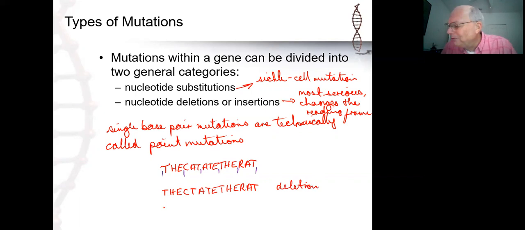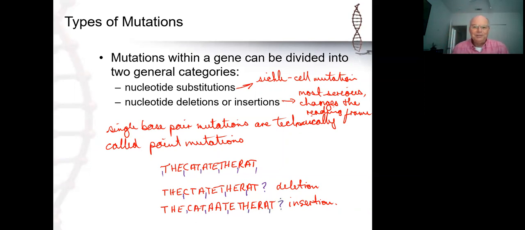Or what if I put an extra letter in? Now when we break these up into 3-letter words, we suddenly wind up with a message that goes from making sense to something that doesn't make sense. And this is the problem with insertion and deletion mutations.